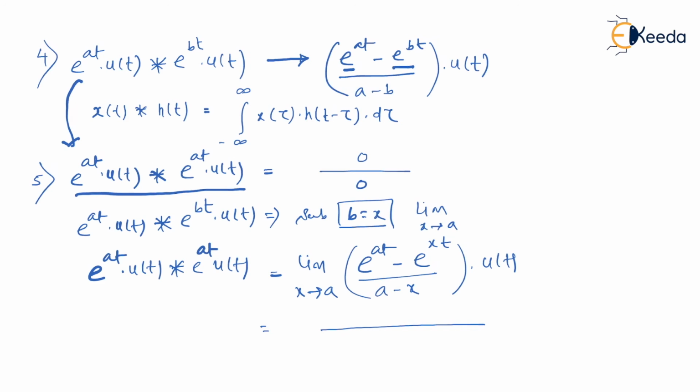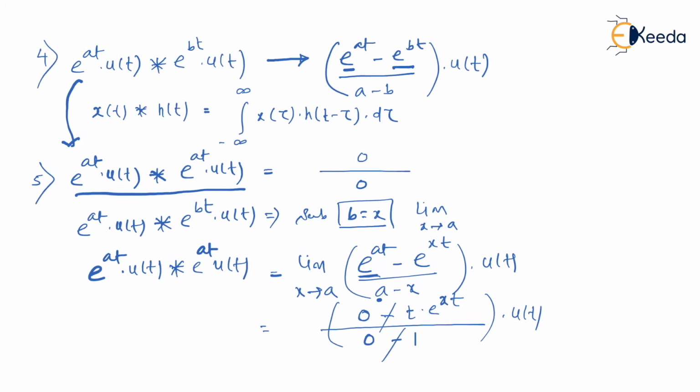So in the numerator, when I'm differentiating with respect to x, e raised to at is independent of x, so the differentiation becomes 0 minus t dot e to the power xt. In the denominator, what we have again, the derivative of a will result in 0 and the derivative of minus x will become minus 1. So here negative negative gets cancelled. This is whole multiplied with u of t.